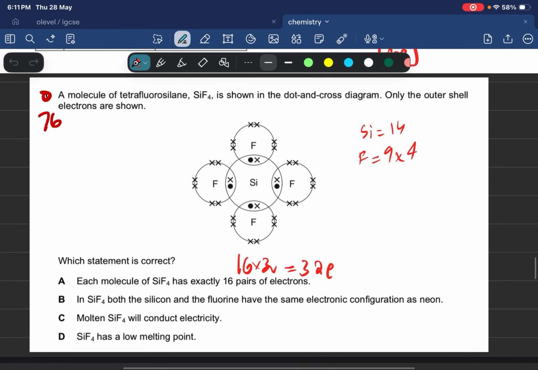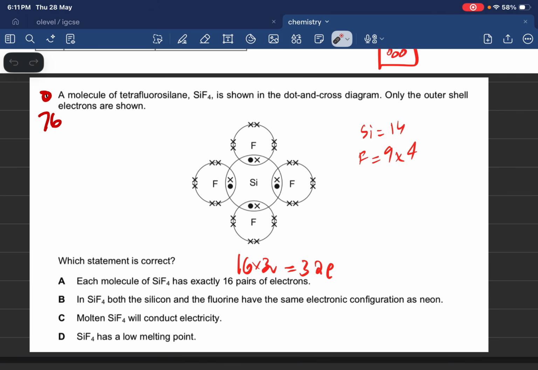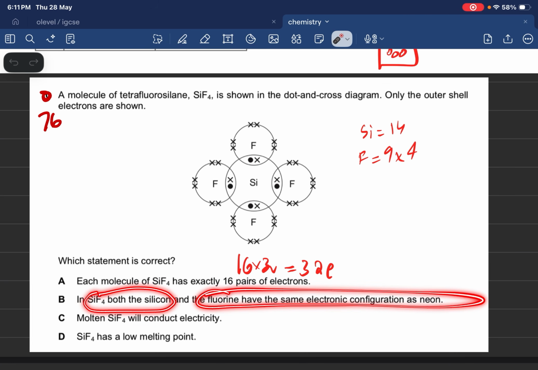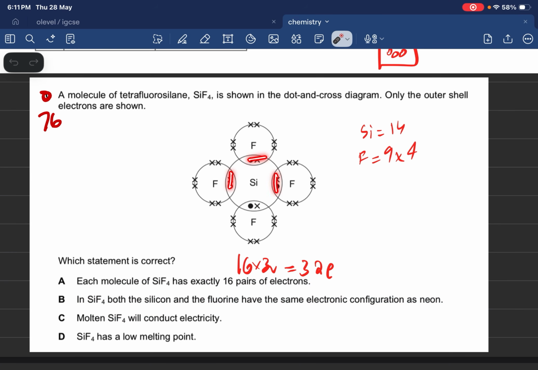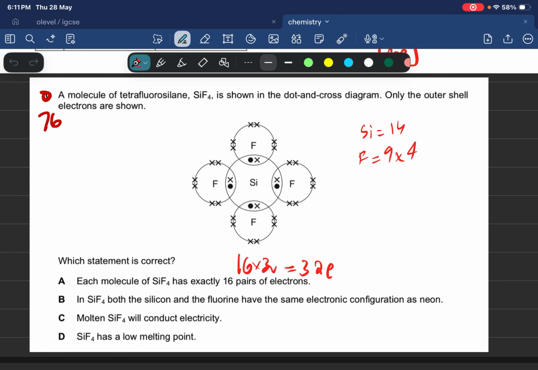Before counting electrons, I thought of something else. Why should I count electrons? First, let me read the other options. In SiF4, both silicon and fluorine have the same electronic configuration as neon. Silicon has 1, 2, 3, 4, 5, 6, 7, 8 in its outer shell. And fluorine has 1, 2, 3, 4, 5, 6, 7, 8. Yeah, that's just like neon.